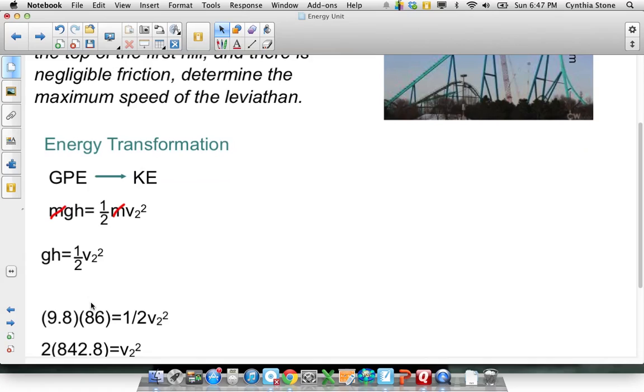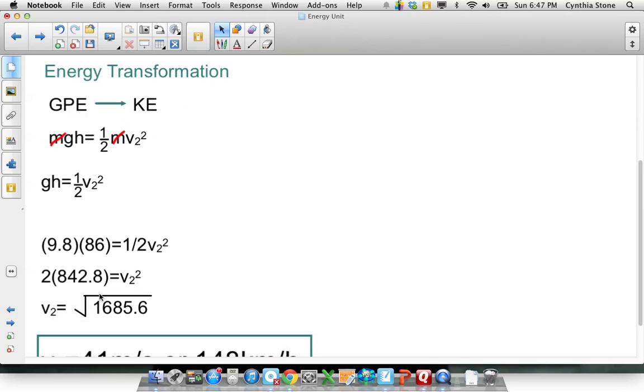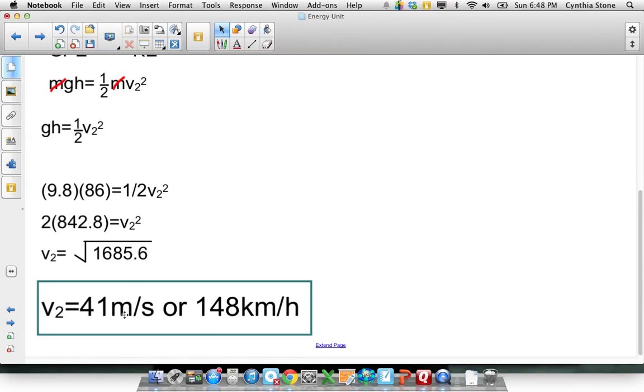Okay, again, if you need me to help you with that when you start working on some of the questions, I would definitely help you get the rearranged forms. But all I'm doing is I'm substituting the numbers, right? g is 9.8, h is 86. Multiply both sides by 2, rearrange, and you get 41 meters per second, which is the maximum speed of the Leviathan. Multiplied by 3.6, that's where that came from.